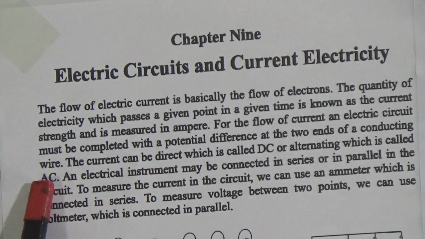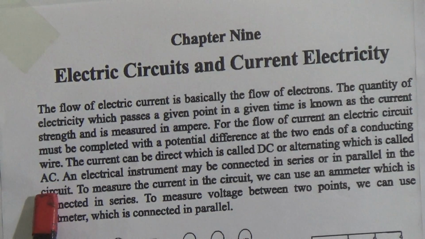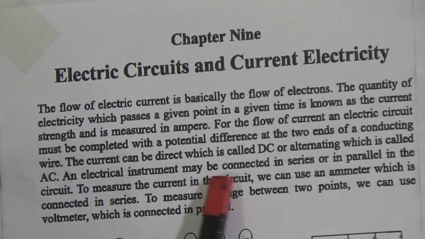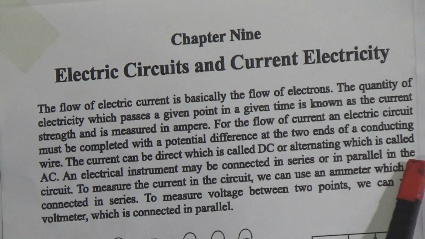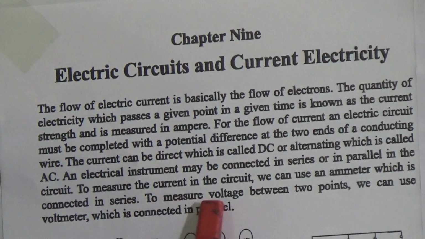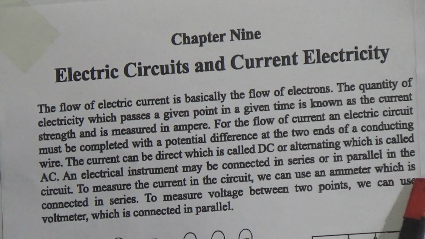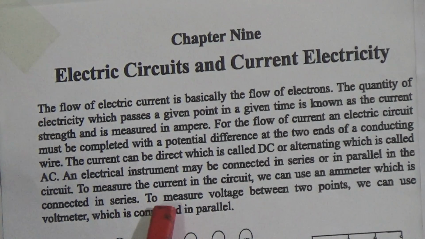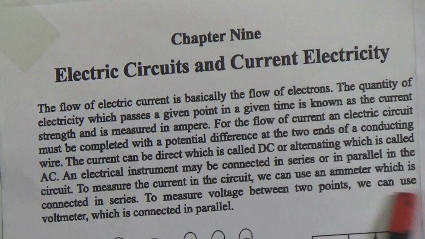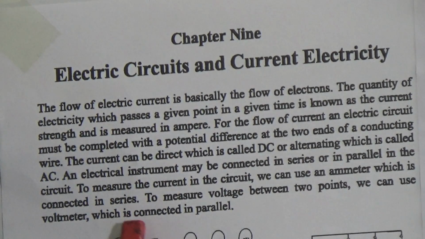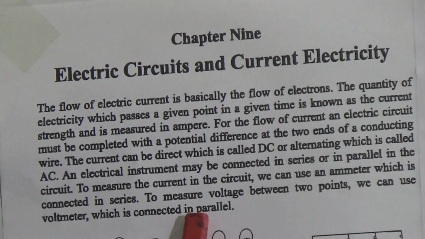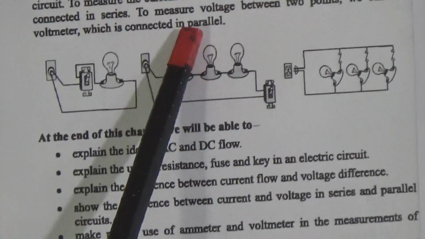That means current can be of two types. One is direct current, known as DC, and the other is alternating current, known as AC. An electrical instrument may be connected in series or in parallel in the circuits. To measure the current in the circuit, we can use an ammeter, which is connected in series, and to measure voltage between 2 points we can use a voltmeter, which is connected in parallel. That means an ammeter is always connected in series and a voltmeter is always connected in parallel.